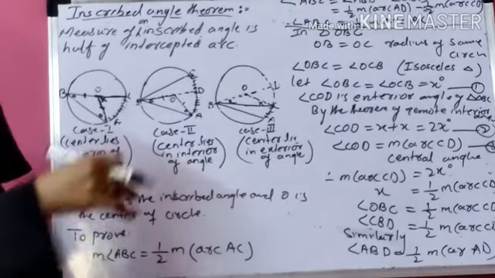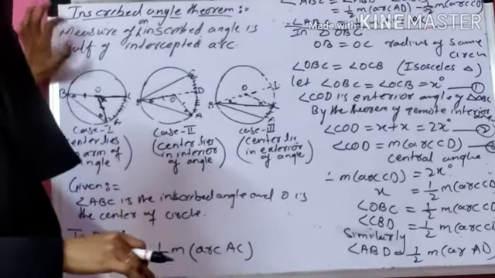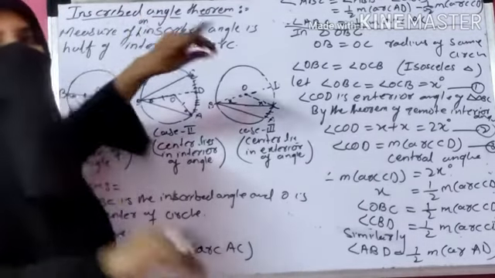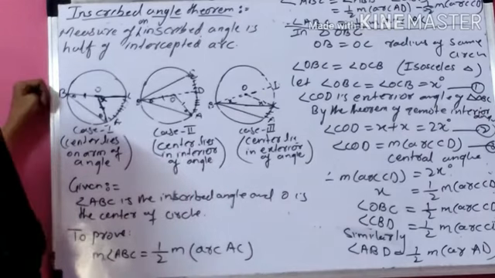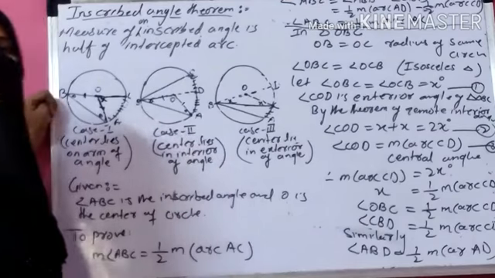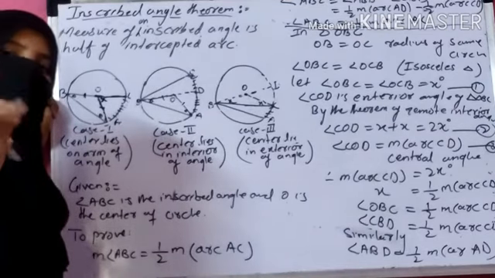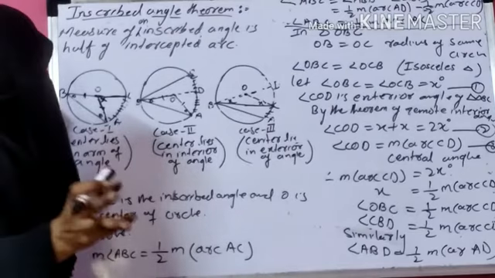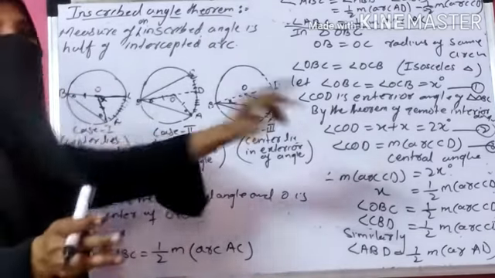Let's revise one more time. In the inscribed angle theorem, the statement is: the measure of an inscribed angle is half of the intercepted arc. Now the question is, what is an inscribed angle? An angle whose arms lie on the circumference of a circle is called an inscribed angle. We discussed it in the previous lecture. So there are 3 cases of inscribed angle.